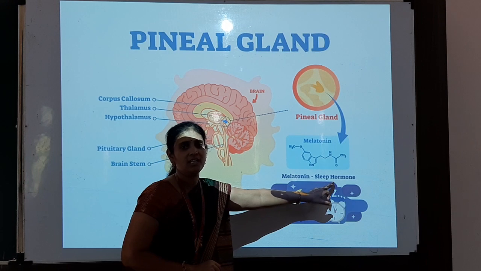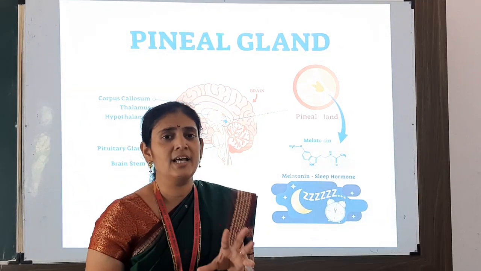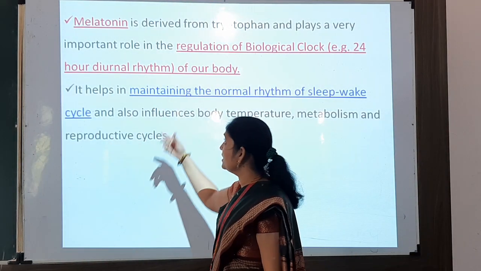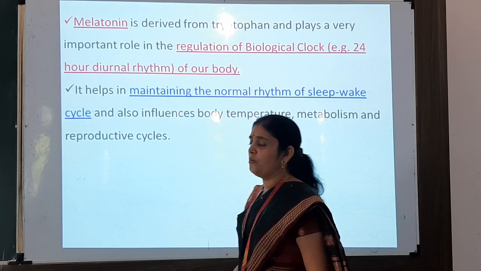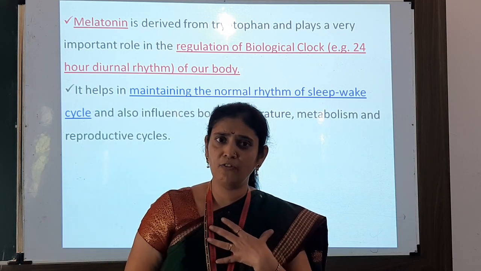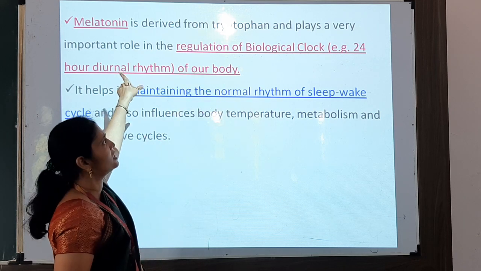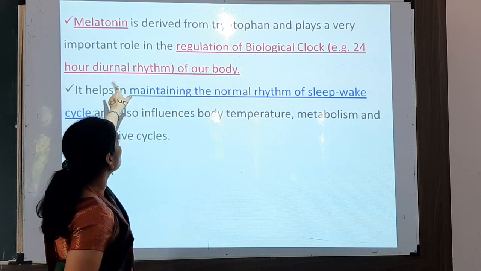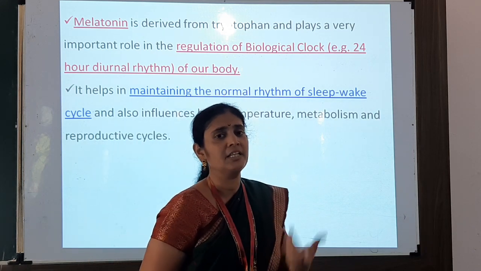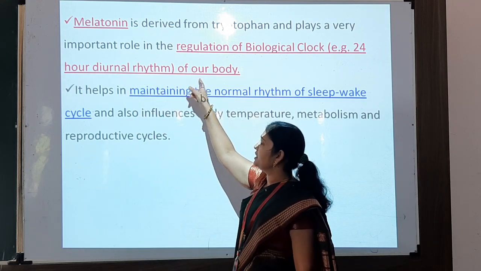This melatonin is called a sleep hormone. You have to memorize that melatonin is called a sleep hormone. Why is it called a sleep hormone? We can see here, this melatonin is a derivative of tryptophan. There are different types of amino acids present in our body, and tryptophan is one of the amino acids from which melatonin is formed, and it plays a very important role in regulation of the biological clock or biological rhythm. We can see that is the 24-hour diurnal rhythm of our body.